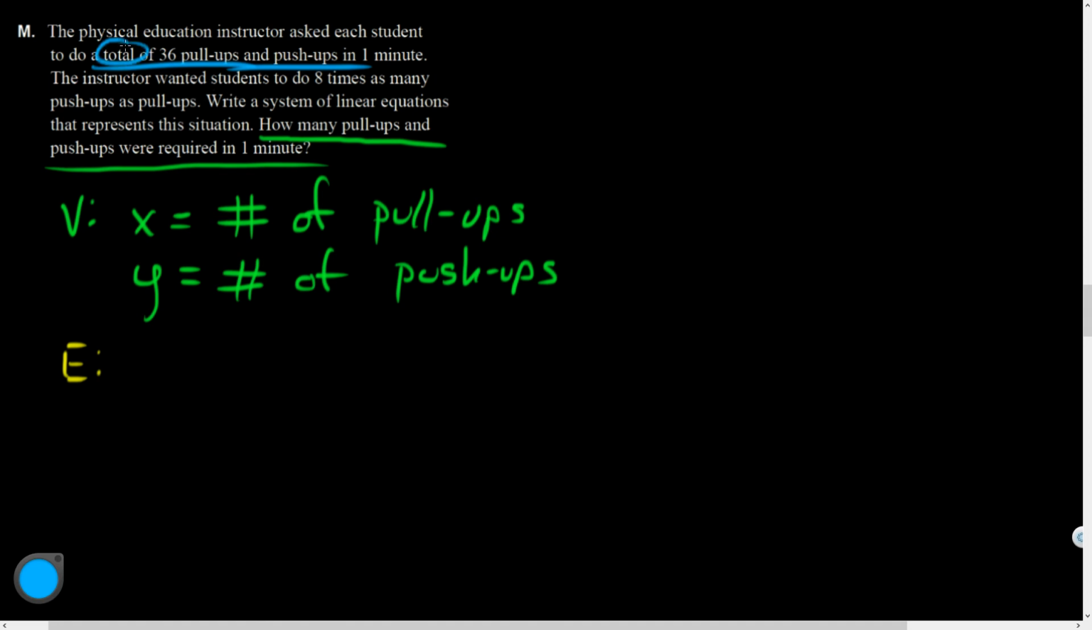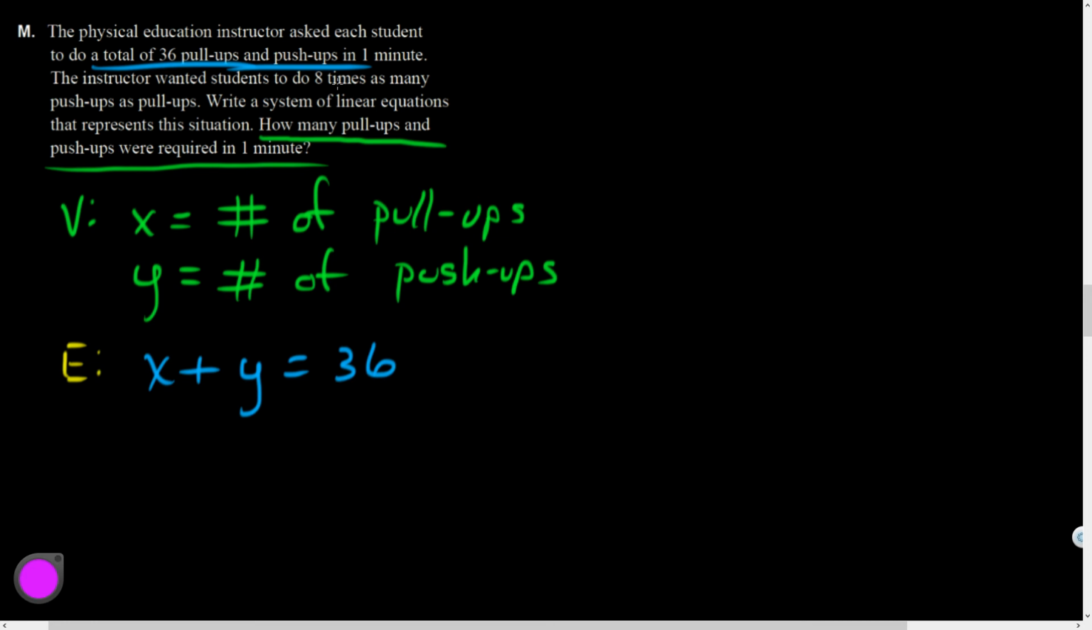Now, total makes me think about what mathematical operation? Addition. If this is the number of pull-ups, and this is the number of push-ups, and I'm adding these two things, that should be the total, right? So x plus y equals 36 seems to be my first equation. Let's figure out my second fact.